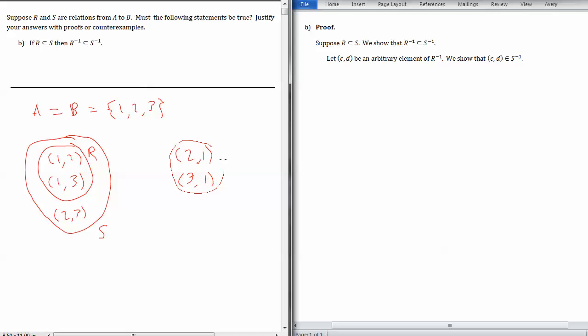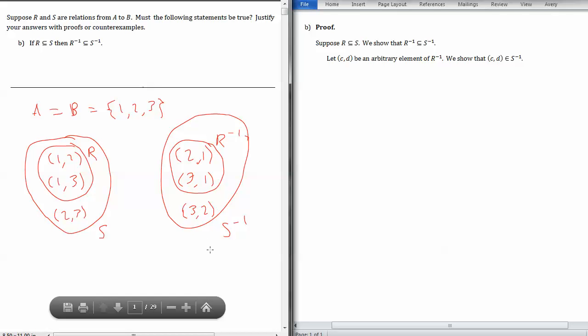So there's R inverse, and then S inverse contains all three of these with the order of the coordinates switched. So it contains these same two elements as well as (3, 2). And so that's pretty convincing that R inverse is going to be a subset of S inverse, right? If you just change the order of all the coordinates, then it's still going to work out just fine. So I think this is probably true. We should try to prove it.